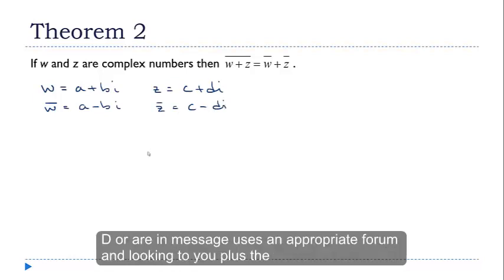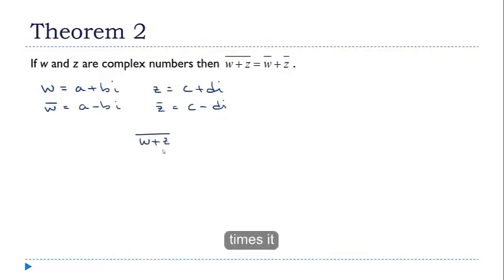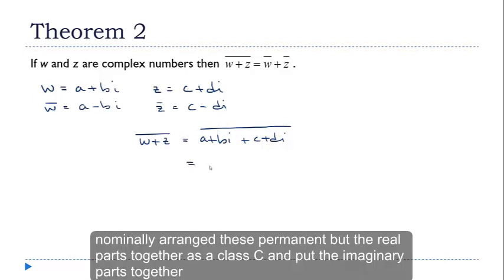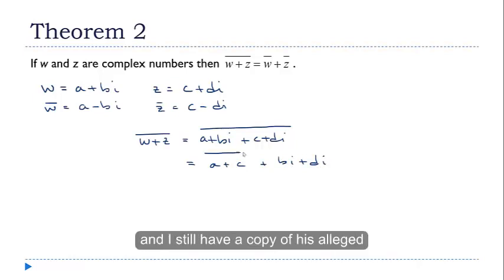Now let's use the same approach I used before. I'm going to look at the conjugate of w plus z. This is the conjugate of a plus bi plus c plus di. I just did a direct substitution for w and z. Now I'm going to rearrange these terms. I'm going to put the real parts together. That's a plus c. And I'm going to put the imaginary parts together. And I still have the conjugate of this whole thing.